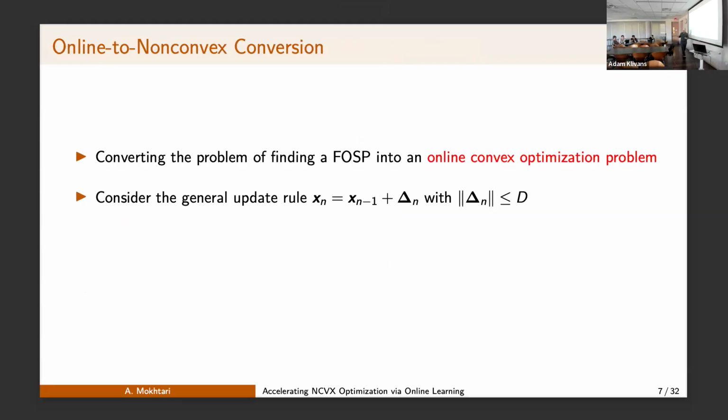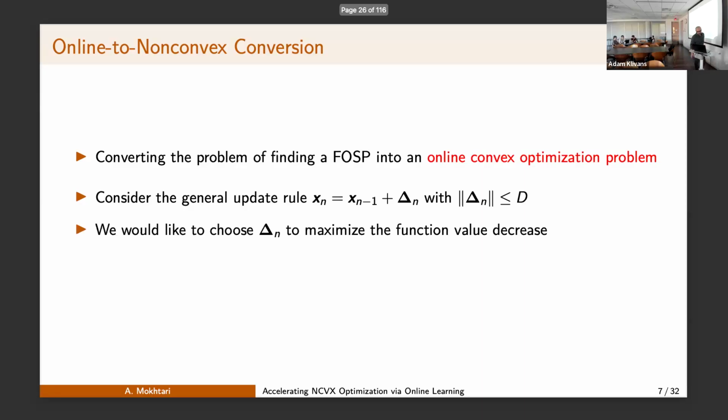So any optimization algorithm that you pick, almost any, can be written as this. You have a point xn minus 1, you want to pick the next point, and you pick some descent direction or some step direction, whatever you want to call it, delta n. And without loss of generality, the only thing I'm going to assume about it is that it has bounded norm D. Just for the sake of argument. All right. So if this is my update, what's your goal for picking delta n?